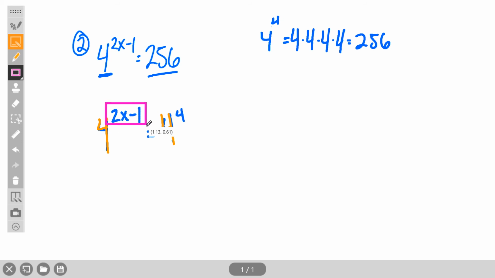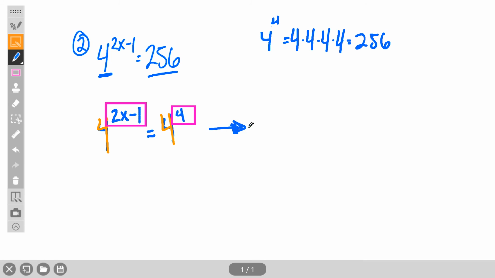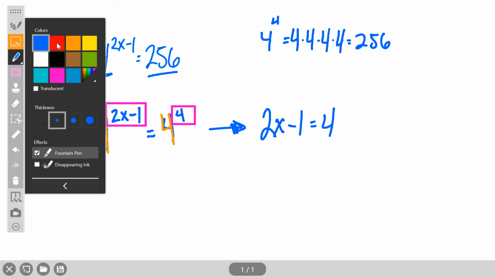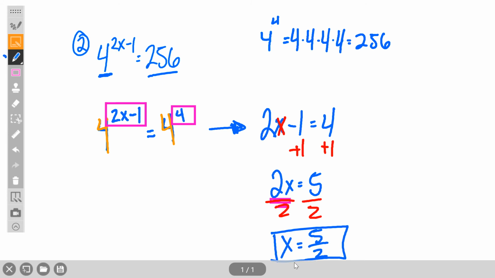Once the bases are the same, I can now set these exponents equal to each other. 2x minus 1 is equal to 4. And this is a two-step equation to solve for the variable x. I would have to add 1. 2x is equal to 5. And I would have to divide by 2. So our solution, x is equal to 5 halves. And this would be the solution that makes this equation true, plugging in 5 halves for x.